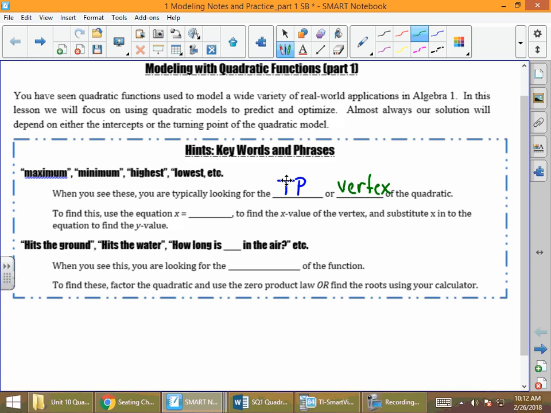And today we're going to look more at how we solve these algebraically. And since we're going to be solving algebraically, we're going to use that formula of x equals the opposite of b over 2a. A familiar equation. The opposite of b over 2a helps us find the x value of the vertex. And once we find the x value of the vertex, then we can substitute that back into the equation to find the y value, which again goes along with the turning point of the vertex. So again, maximum, minimum, highest, lowest.